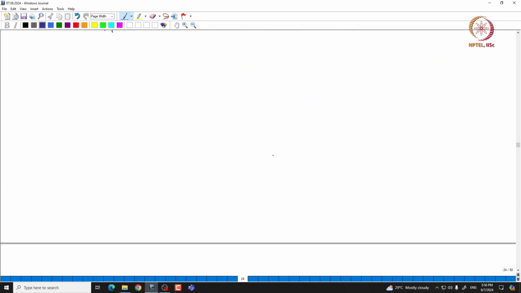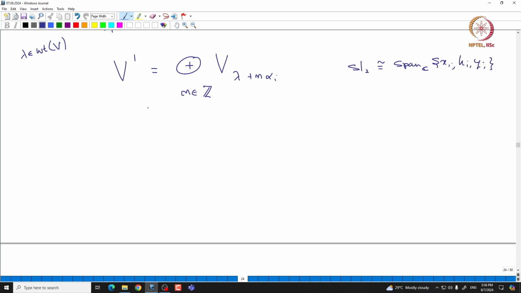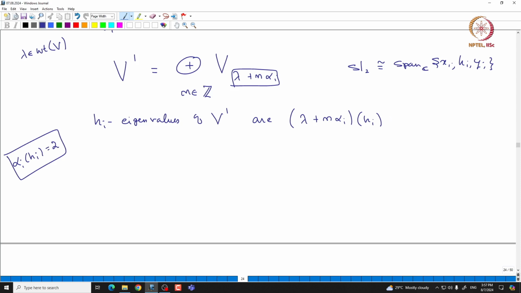Now let us look at this module very closely. This is V', the direct sum of V_{lambda plus m alpha_i}, where m runs over integers, and lambda is some fixed weight inside V. We are looking at this SL2 copy, which is isomorphic to the span of x_i, h_i and y_i. So what are all the h_i eigenvalues of this representation V'? You take this weight and apply h_i on it. This is lambda plus m alpha_i evaluated on h_i. Note that alpha_i of h_i is 2.